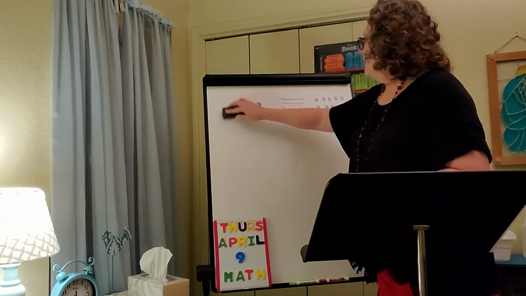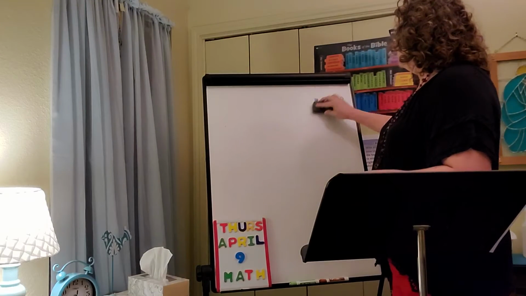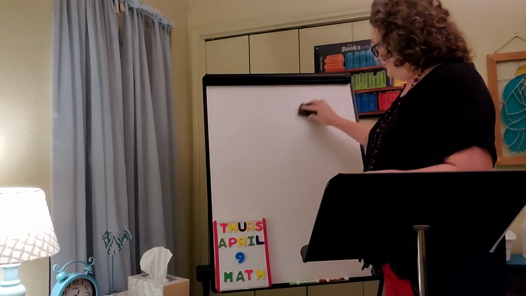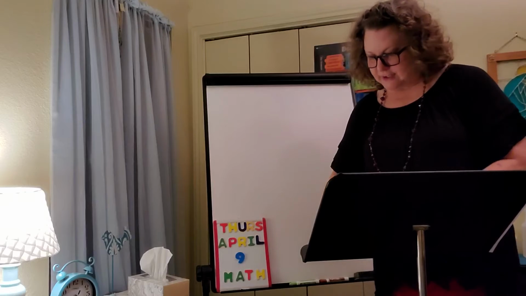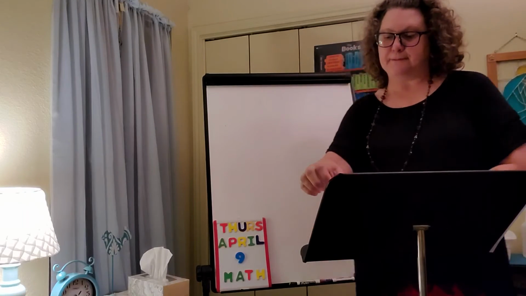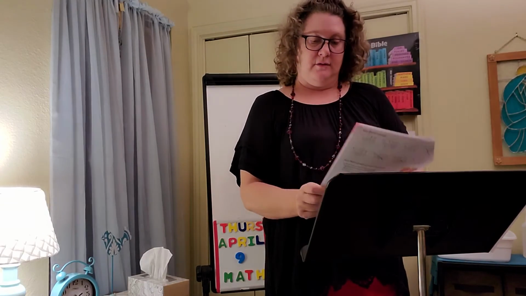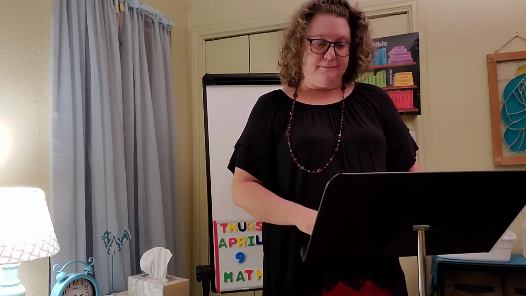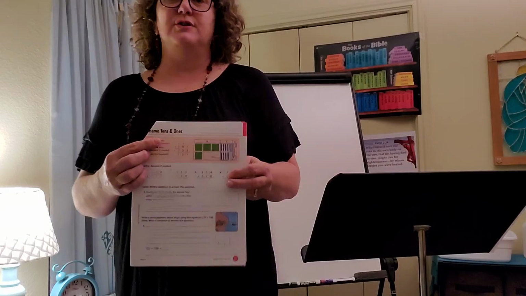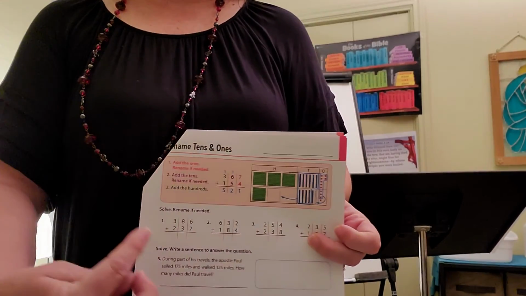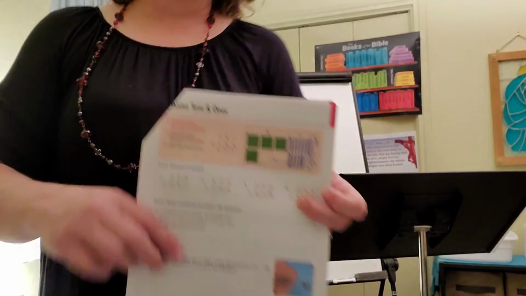All right. So let's turn the page really quick, and we're just going to talk about our next little section. We're not going to do any problems in it, okay? Rename tens and ones, all right? Let's look at that orange box, because that orange box is always going to tell us what we're doing, okay? So let's look at it really carefully.